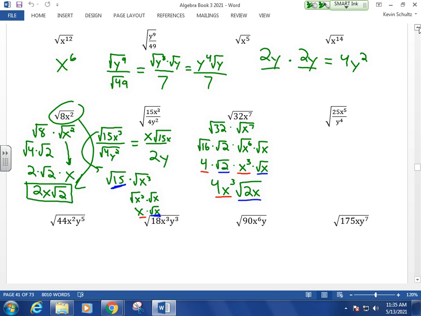Okay. That fourth one, the root of 25x to the fifth over y to the fourth. Again, I'm going to break this up into numerator and denominator. Again, I smile because I see that the denominator is a perfect square. The root of y to the fourth, even power, just divide by 2, we get y squared.